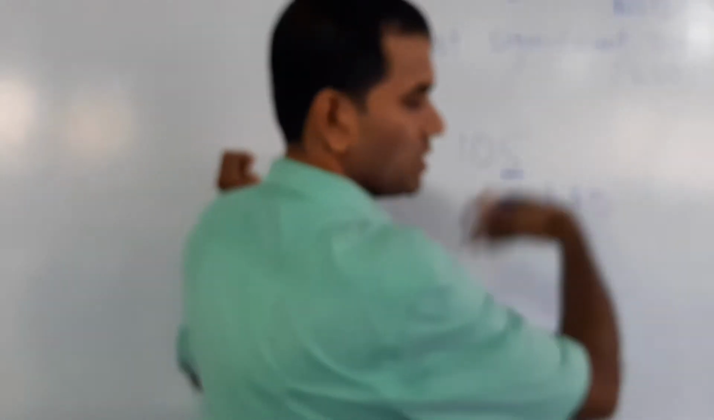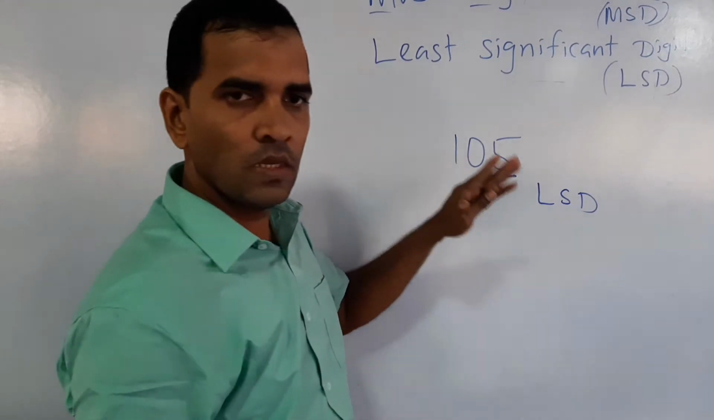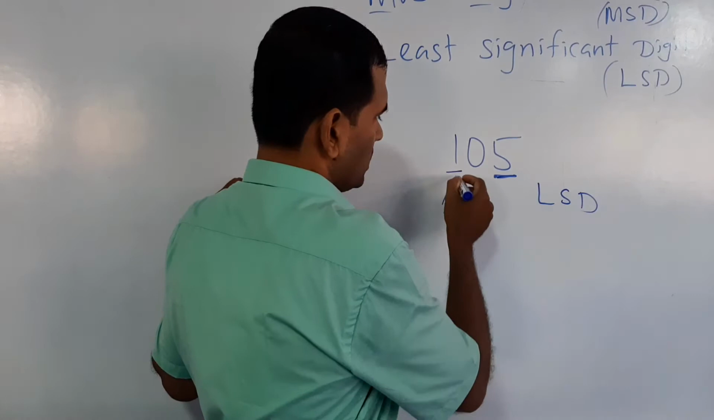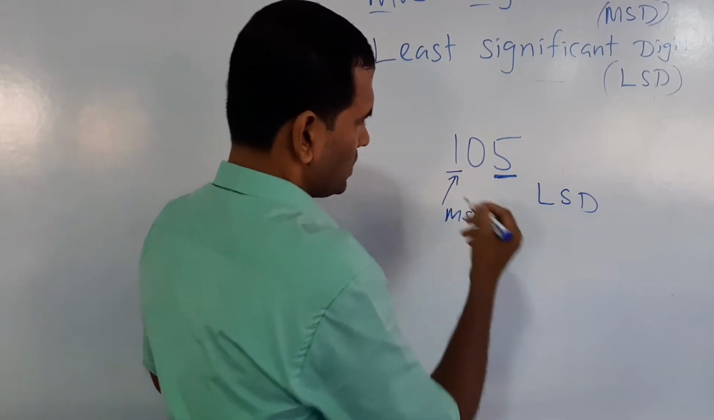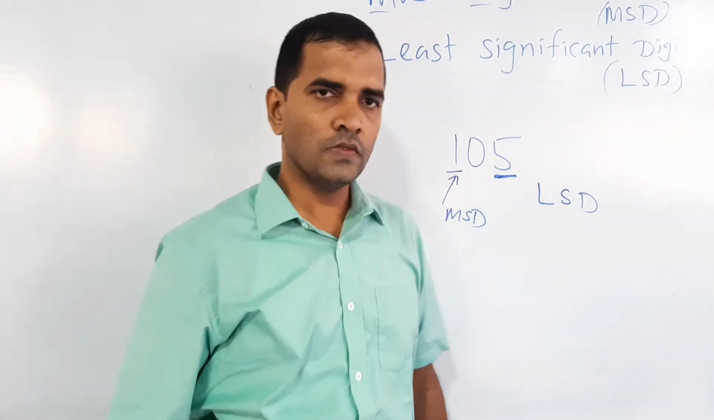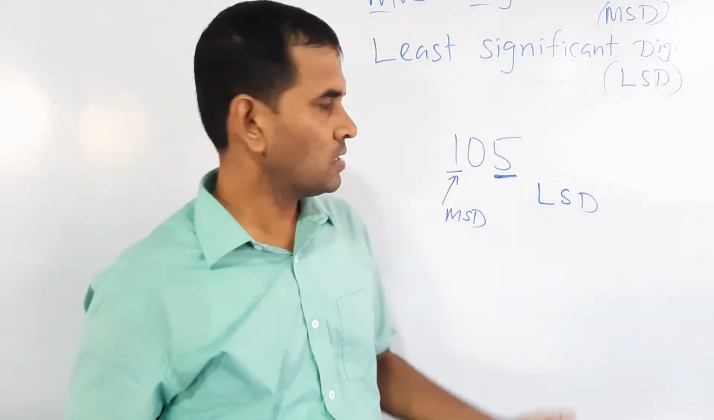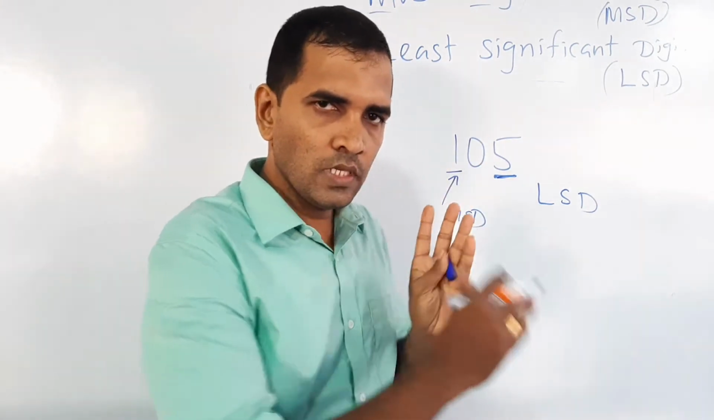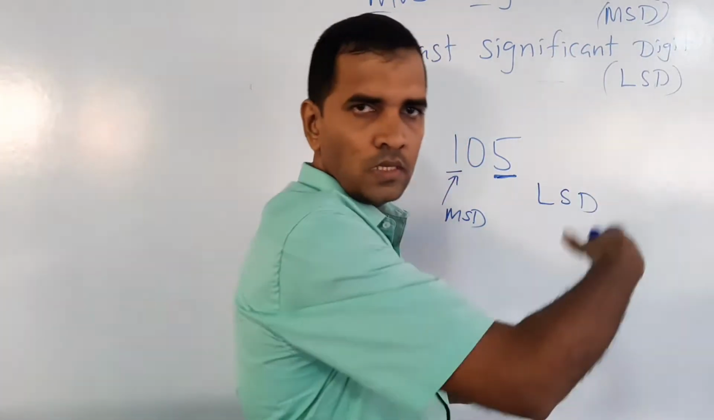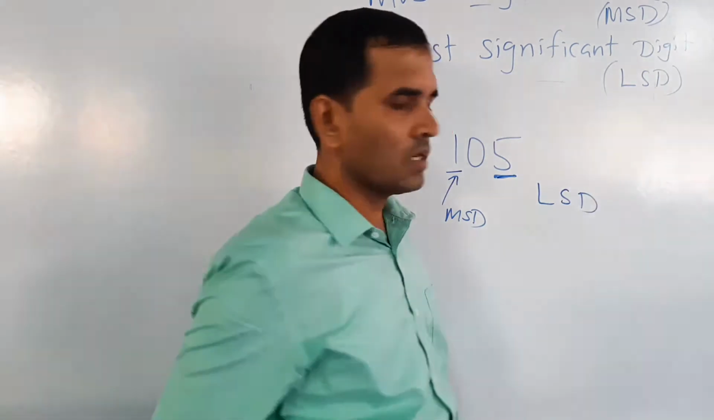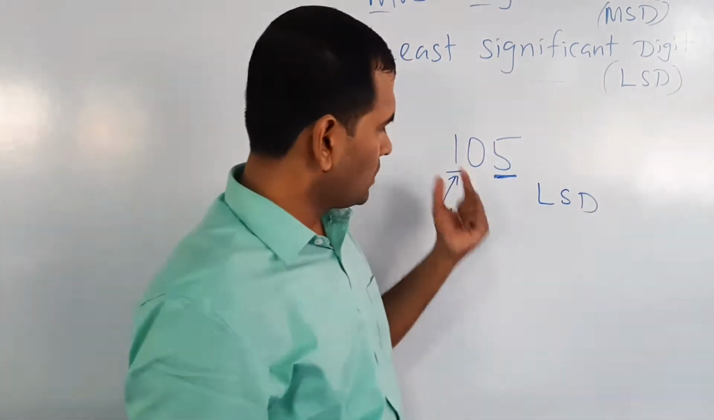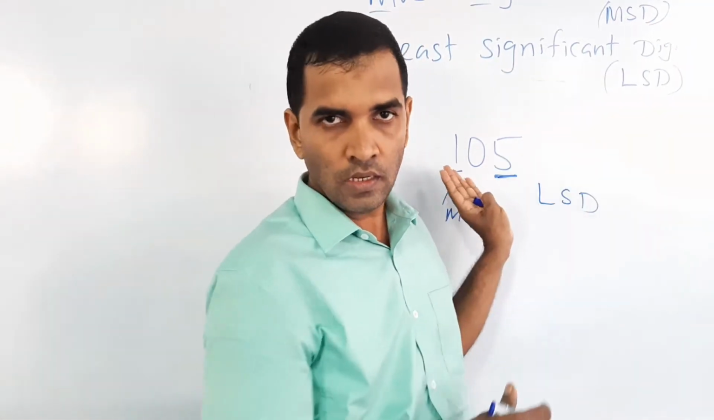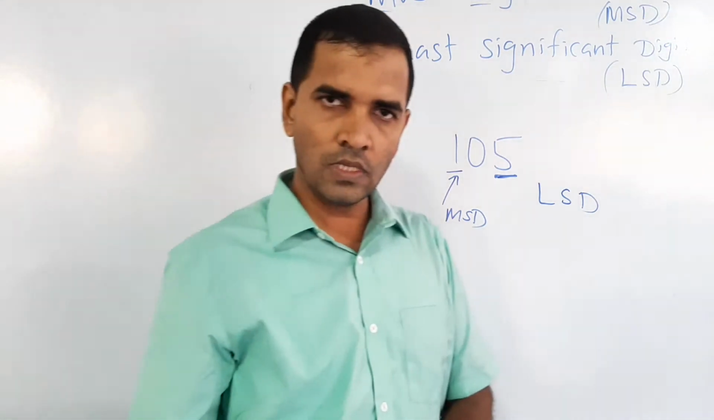The number which is kept as left extreme, on the left side, is called MSD. So here, 1 is the most significant digit and 5 is the least significant digit. The digit which is in the right extreme or right farthest end can be taken as the least significant digit. The digit which is kept as left extreme or left farthest end can be taken as the most significant digit, right?